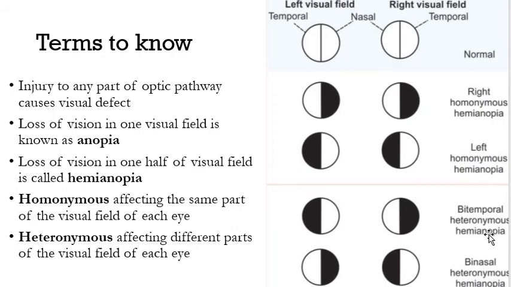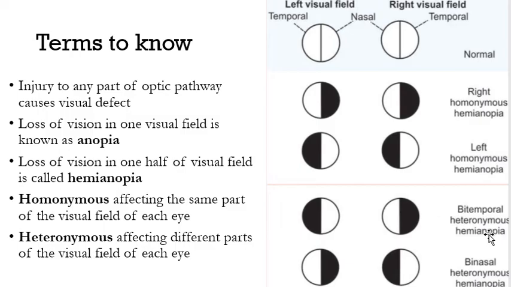And if it's the nasal sides that were affected, remember for the left eye, the nasal part is on the right, and for the right eye, the nasal part is on the left. So that is heteronymous, but they're on the nasal side. So we are now saying binasal heteronymous hemianopia. All right. Okay.